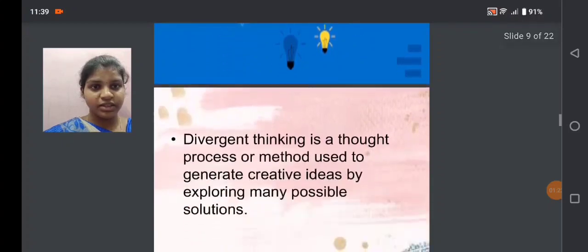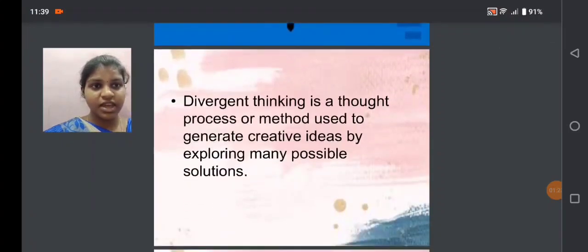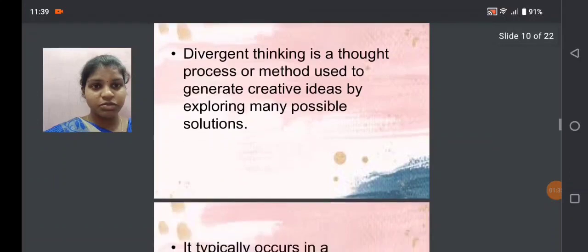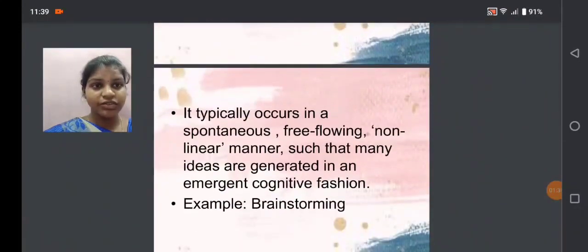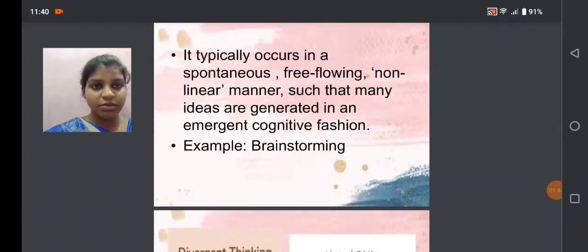Divergent thinking. Divergent thinking is a thought process or method used to generate creative ideas by exploring many possible solutions. This typically occurs in a free-flowing, non-linear manner, such that many ideas are generated in an emergent cognitive fashion, for example, brainstorming.